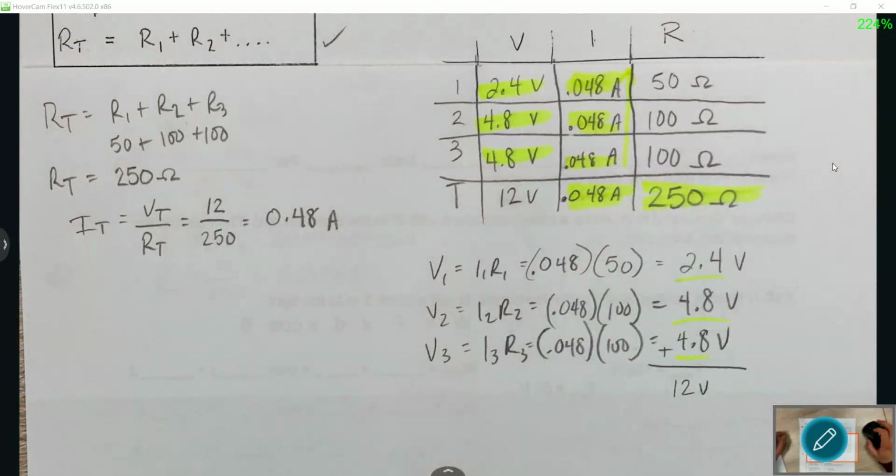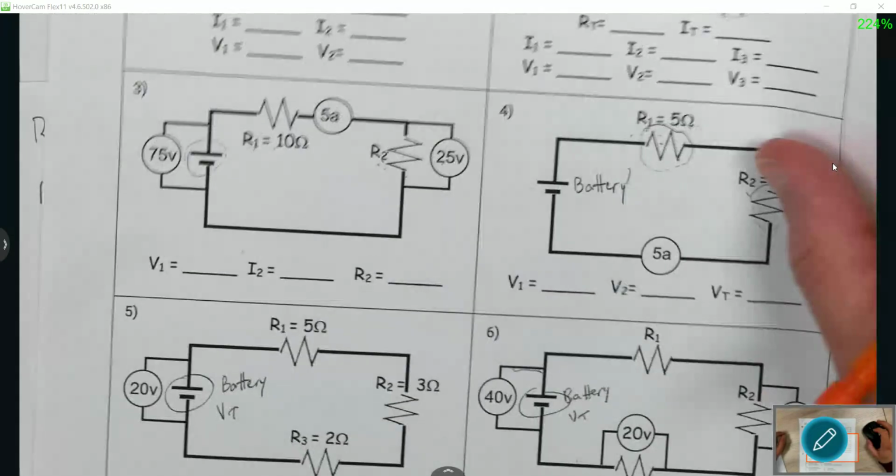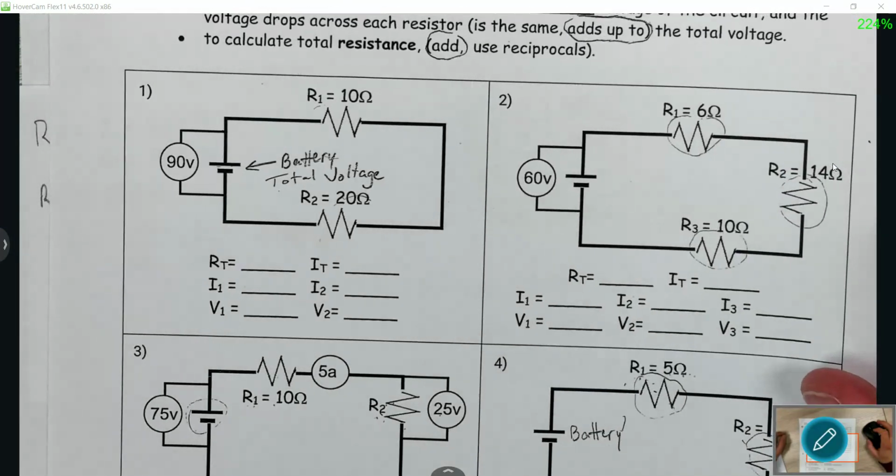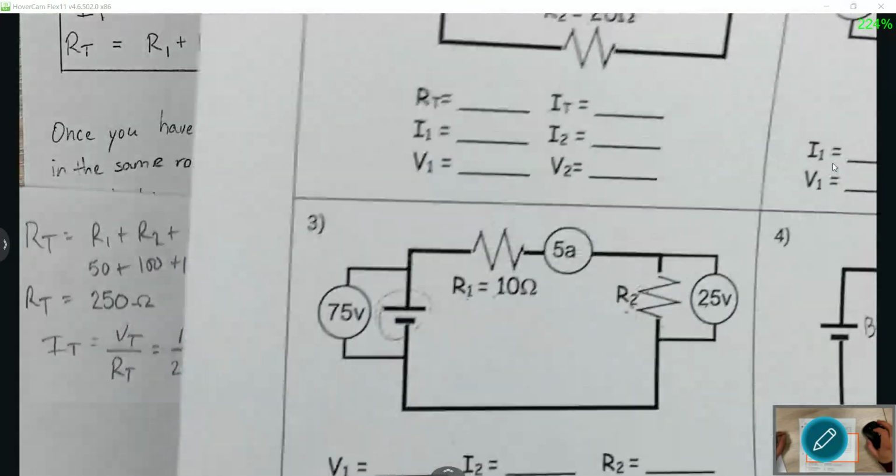So you guys will be asked to complete these series circuit problems by making a VIR table, an Ohm's law table, a VIR table, and that is how we're going to work through those. So if you guys go to now this paper here, we're going to go to this paper here. Everybody cool?